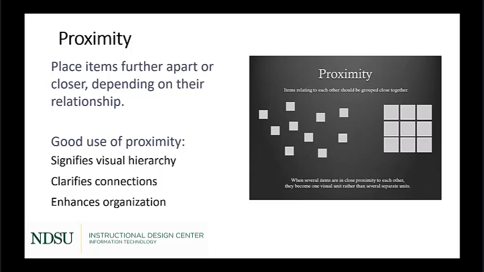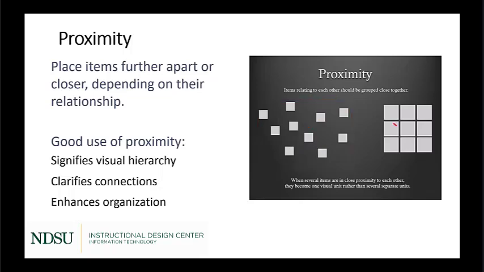Now if you look at this example right here, the figure on the left, which has squares all around, they are all scattered. That either means that they are not related, or if they are related, they have very bad proximity, because we don't want the things that are related to each other scattered like that. We want them to form a group and look like a group in our document, just like this one.